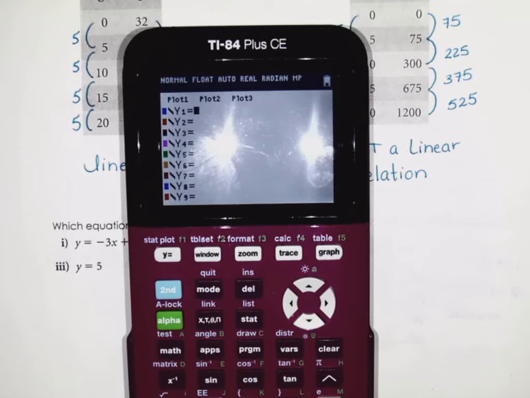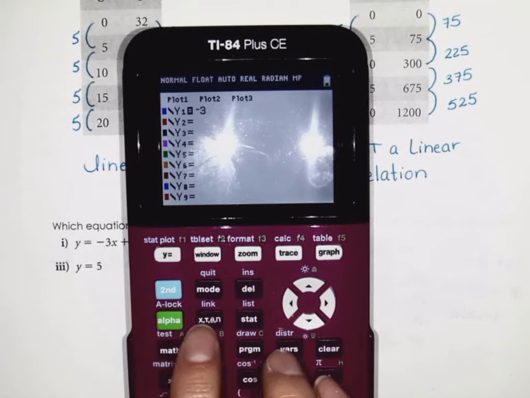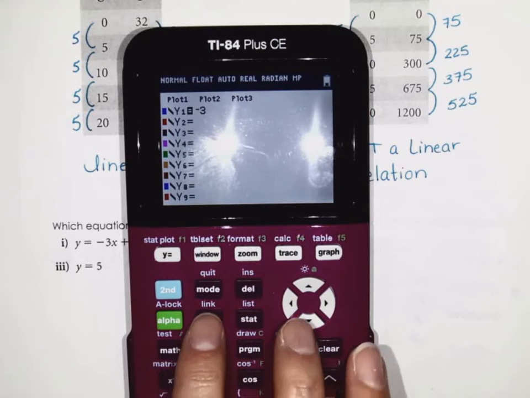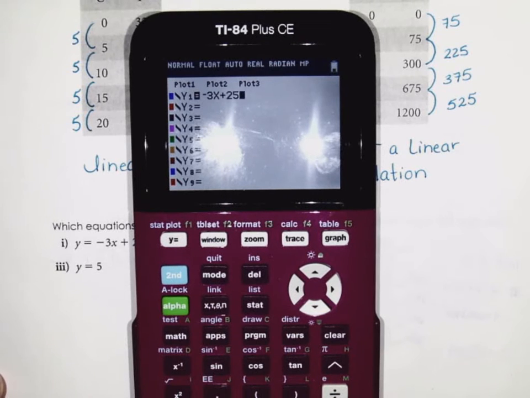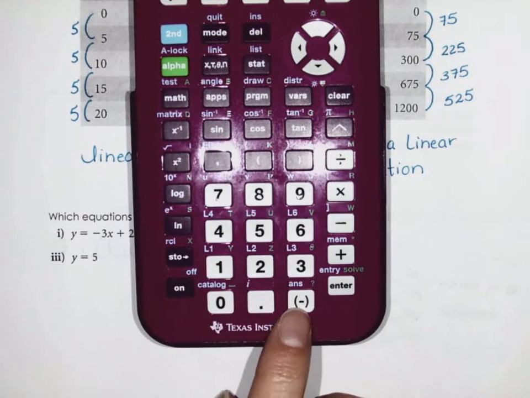Okay, we're going to put the first equation in there. So we're going to put in, and don't forget you got to use the negative sign, -3, and then the x is right next door to the alpha key. So we're going to put in x, and then that is add 25. Okay, does everybody have that one? Add that in. If you use the subtraction button, it's going to kick you out, and it's going to say there's an error. So you have to use that negative button that's located right at the bottom.